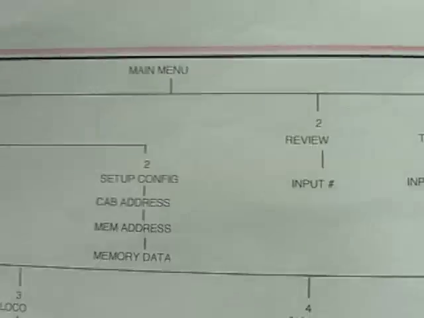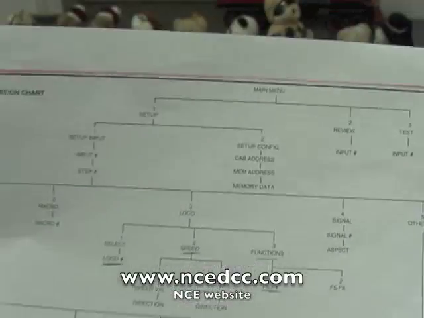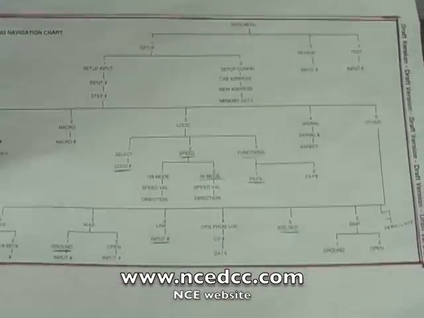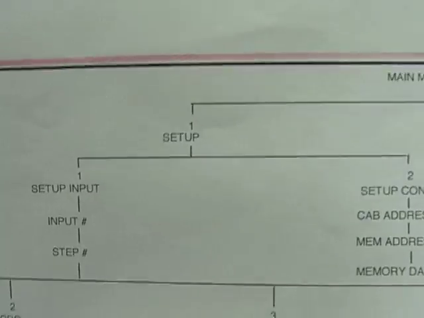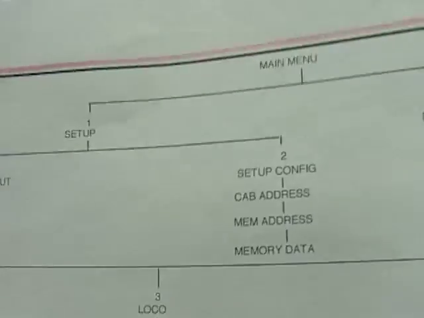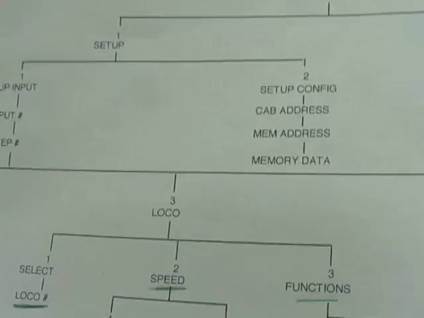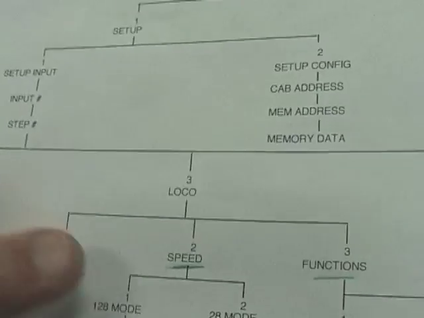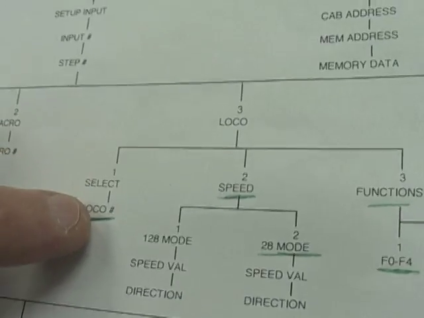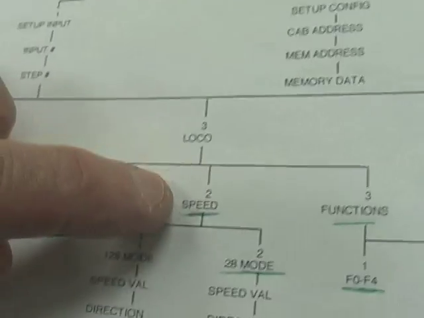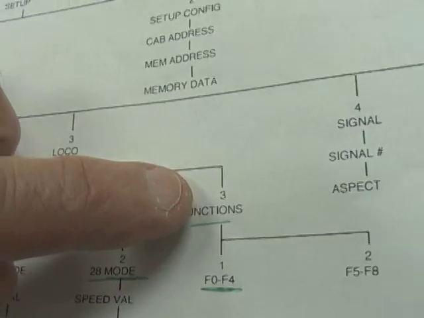One more thing to mention, and this is printed off the NCE website. This is the menu of what you can program into this thing using the ProCab. Some of these I've used, and some of them I don't. Like here are your loco selection things. You can select the loco number, which we've used here, select the speed, and select functions on the loco.